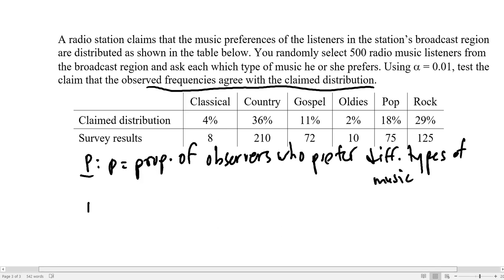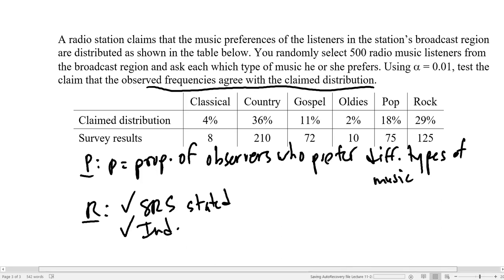Okay. What are our requirements? This data must be collected. It says randomly, so that was stated. Second, we need independence. We need the probability to stay the same over each trial.